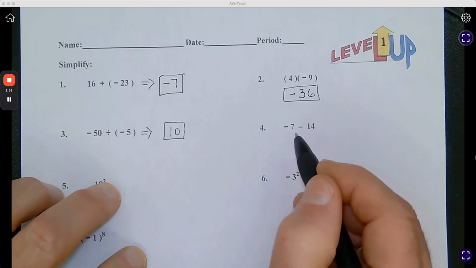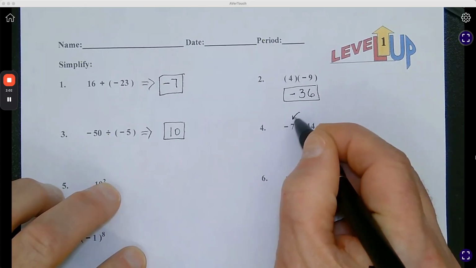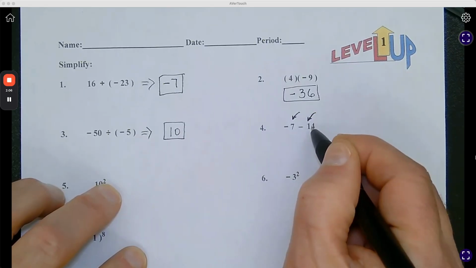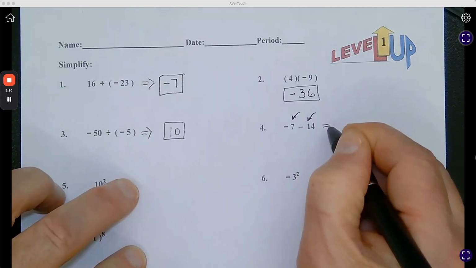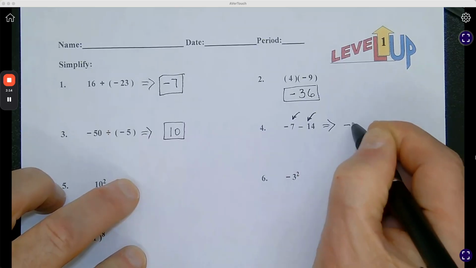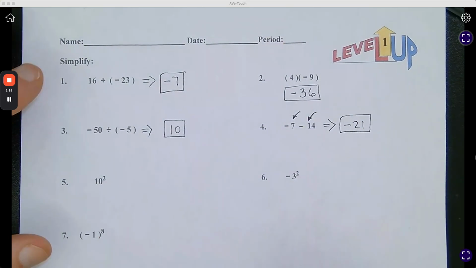If I have 7 negatives and 14 negatives, so this means you owe me $7, and then you decide, hey, can I borrow 14 more to go to the movie? Well, now you owe me 7 and you owe me 14. How much you owe me? So you owe me 21. Let's go. Good job.